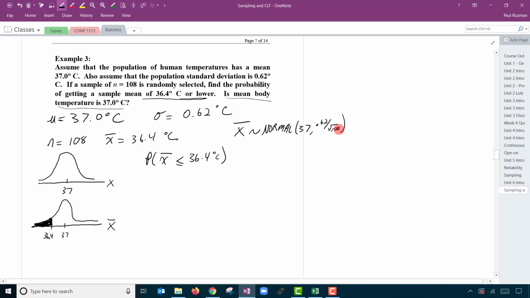Even if I didn't know the population, if body temperatures looked like some weird distribution, I would still be okay to draw a bell curve here, maybe better than the one I've drawn, because my sample size is so big. My sample size is bigger than 30. So I'm really comfortable in doing this, even if body temperature is a weird distribution. It probably isn't. It's probably a nice bell curve.